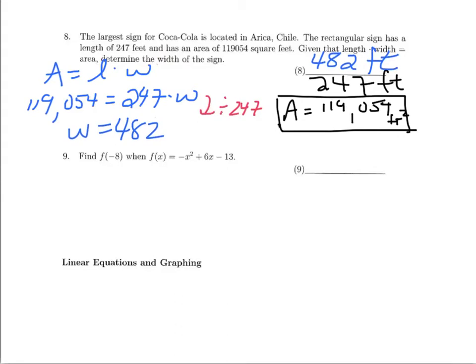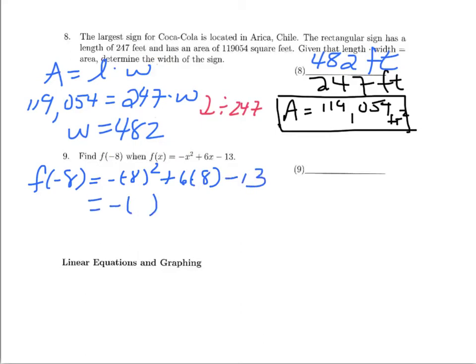Let's take a look at the next problem. Find f of negative 8. Remember, that's finding the y value when x equals negative 8. So we take the negative 8 and we substitute it into every single x that's in the function. So f of negative 8 is equal to negative, and then we're going to square it, plus 6 times, put parentheses where those x values are, it keeps them a little bit cleaner.